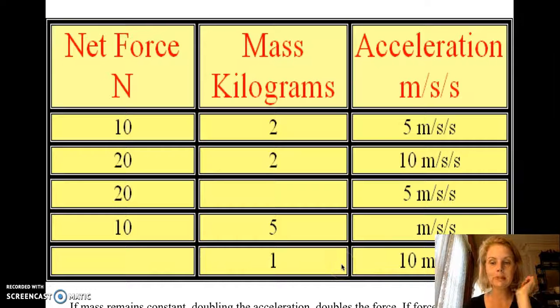So, there's a little bit down the bottom that you can't read. If the mass stays constant, if it stays the same, then doubling this number here, doubling the acceleration, doubles the force. If the force remains constant, like here, doubling the mass halves the acceleration.